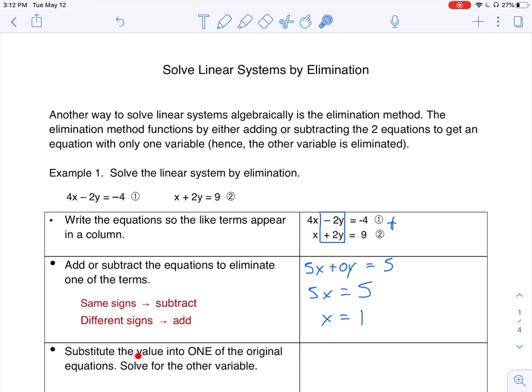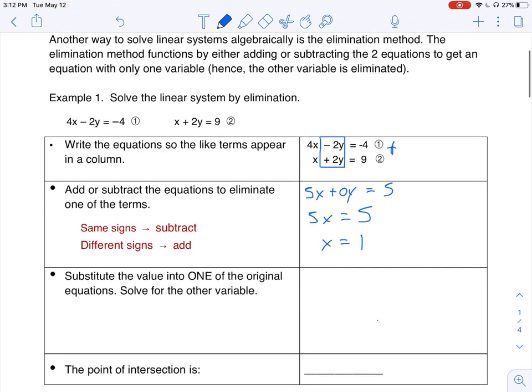Next step, substitute the value into one of the original equations and then solve for the other variable. Well, I found my x, so now I need to find my y. Plug it into one of the original equations. I'm going to do the second one here: x plus 2y equals 9. I know x is equal to 1. 1 plus 2y equals 9. 2y is equal to 8. And then divide both by 2 to give me a y value of 2.